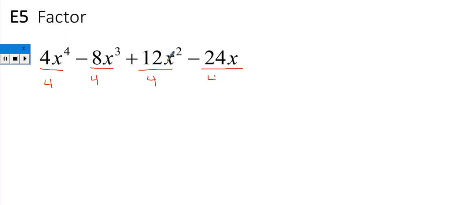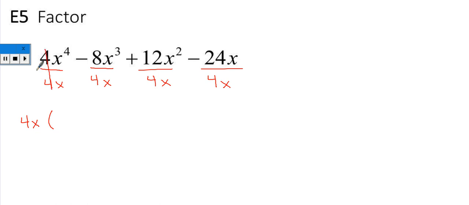But in this case, not only is there a number that will go into all of them, but there's also a variable that's in all four of them. They can all divide by x. Now the highest power that will go into all of them would just be an x by itself. So we take that 4x, we write it out in front. Guys, you can't let it float away. But for all four of them, it has to go out in front.